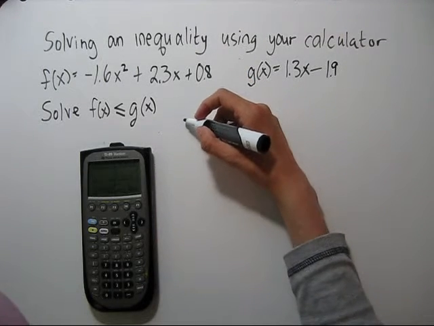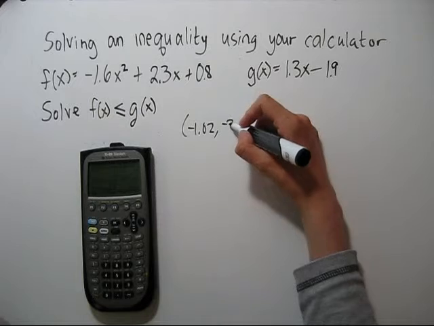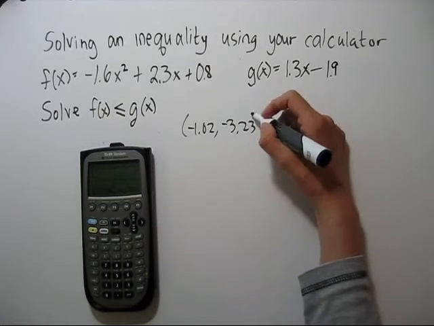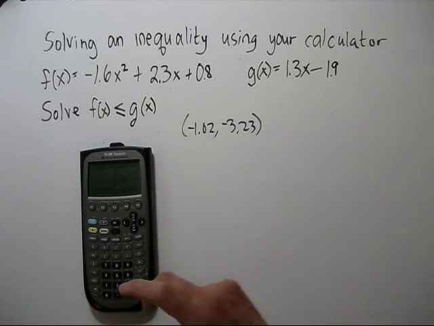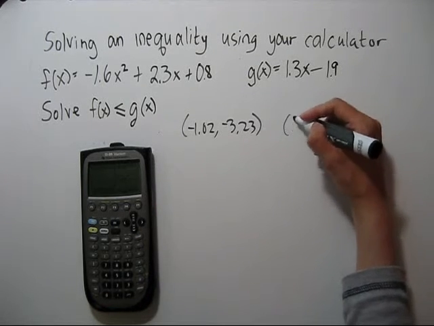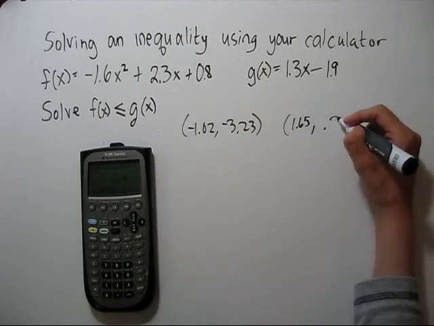Gave me an intersection at -1.02 and -3.23. Now you do the same thing over again to find the right hand intersection. I get the intersection 1.65 and 0.24.